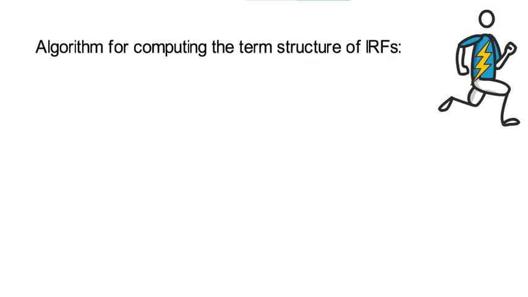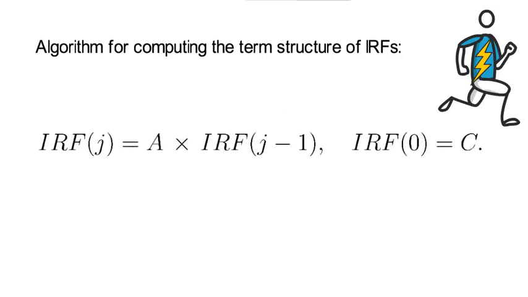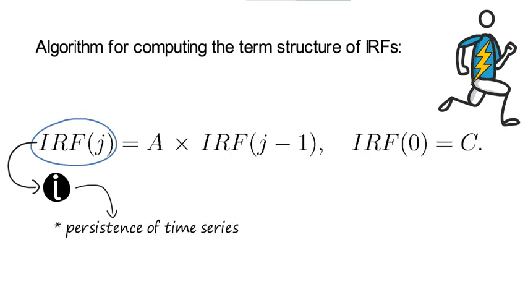A recursive and hence fast algorithm for computing the term structure of IRFs, meaning determine the IRF for different j's, is as follows. The IRF for j periods ahead is simply A times the IRF of j minus 1 periods ahead, and the initial condition is that the IRF of 0 is the volatility matrix C. Notice the IRF of j aggregates information about the persistence of the time series, that's essentially captured by A, and about the volatility matrix C.